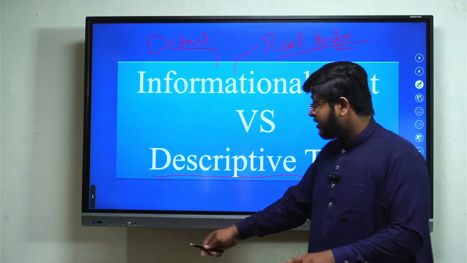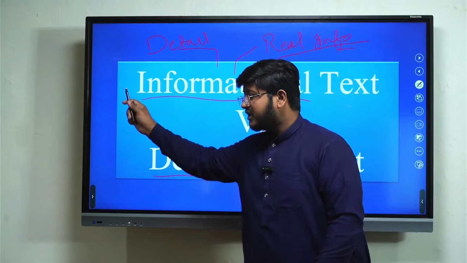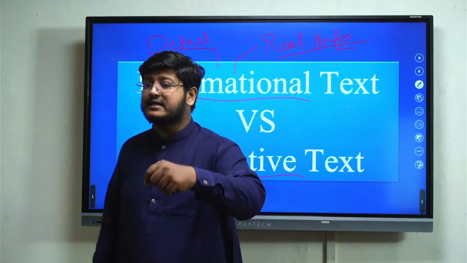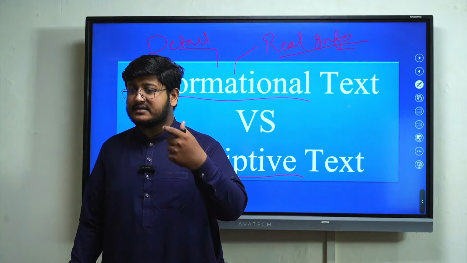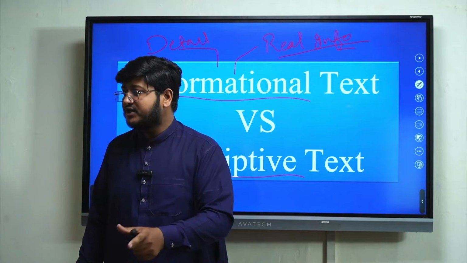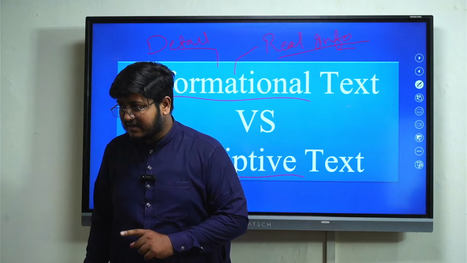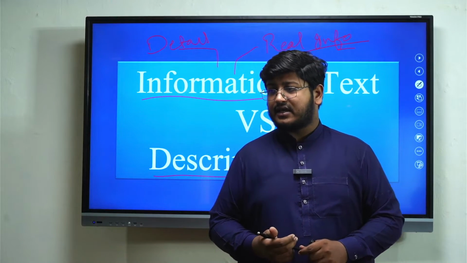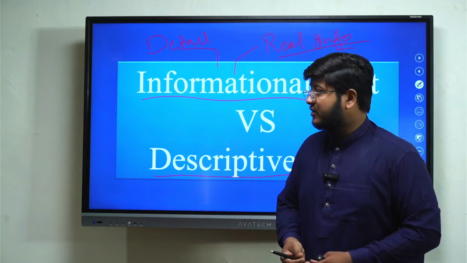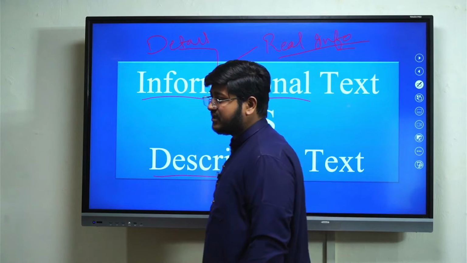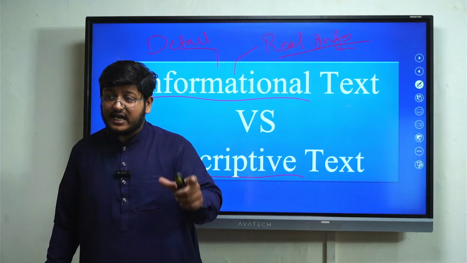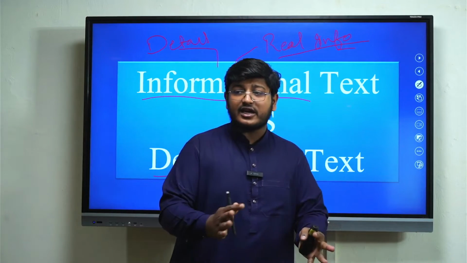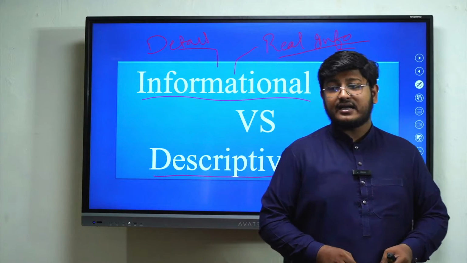Is that clear? But as we have described in the video, that is not description. Description is actually to make a stance, to give general information about anything. So what is description? To give general information about anything is called description. But what is informational text? To give detail about anything. To give the specific information about anything is called informational text.